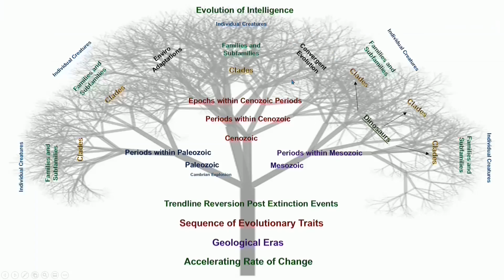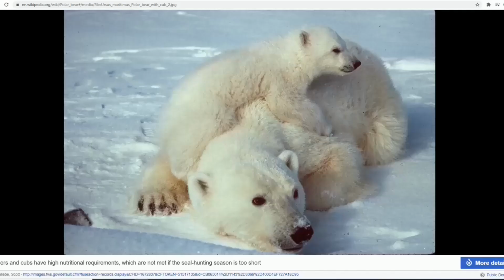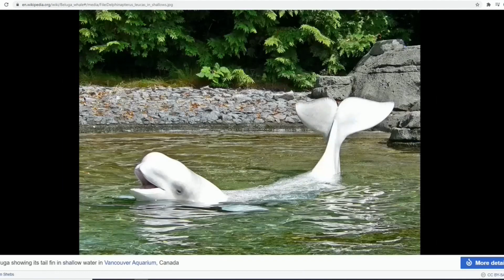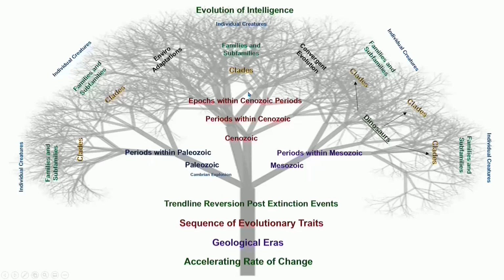So we talked about convergent evolution, of which there are many examples, environmental adaptations, such as creatures that now live in polar climates and have become white. Bears became white because they live there. Foxes became white. Even cetaceans like the beluga whale became white because they're in a polar environment. And of course you can do the same thing as long as you cross-reference clades, families and subfamilies, and individual creatures across environmental adaptations and convergent evolution. All of this starts to make a lot of sense.